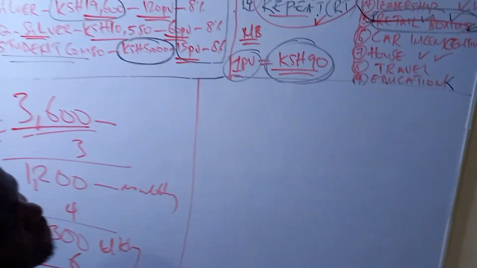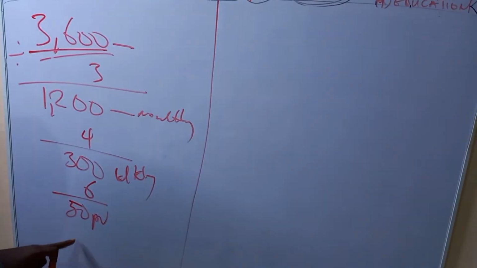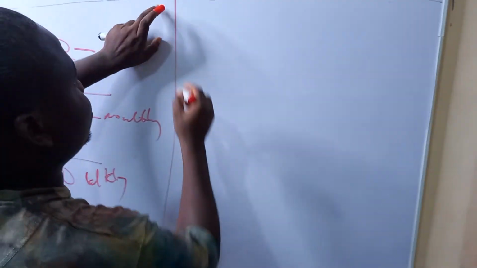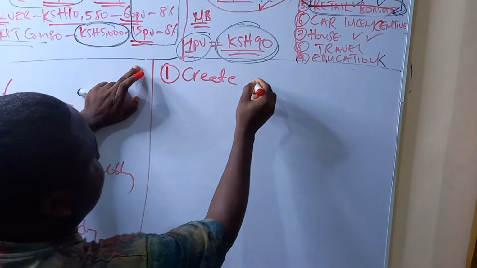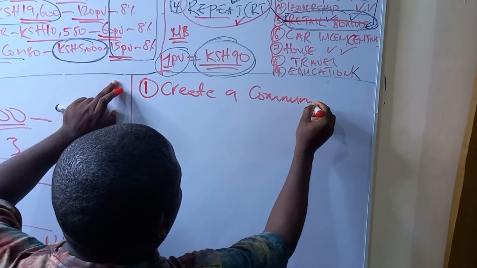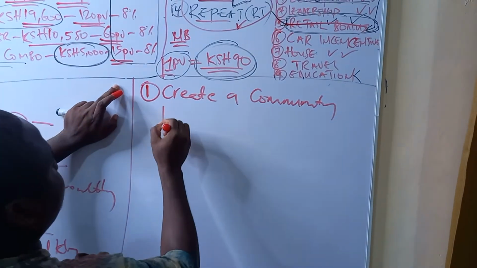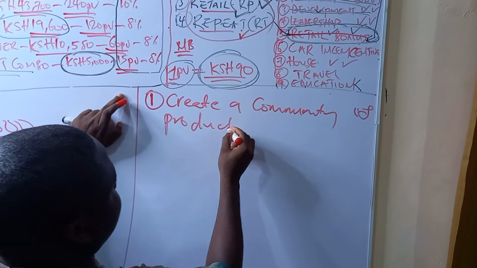So, how can you do this 90 days? How can you achieve the 90 days? I will further break this thing down. Before I break it down, let me show you the how. Now, firstly, you want to create a community. A community of what? Of product users.